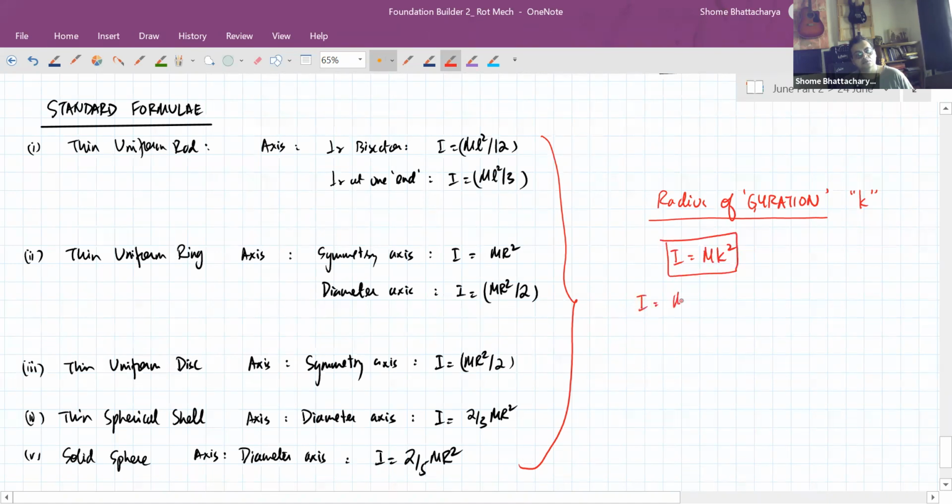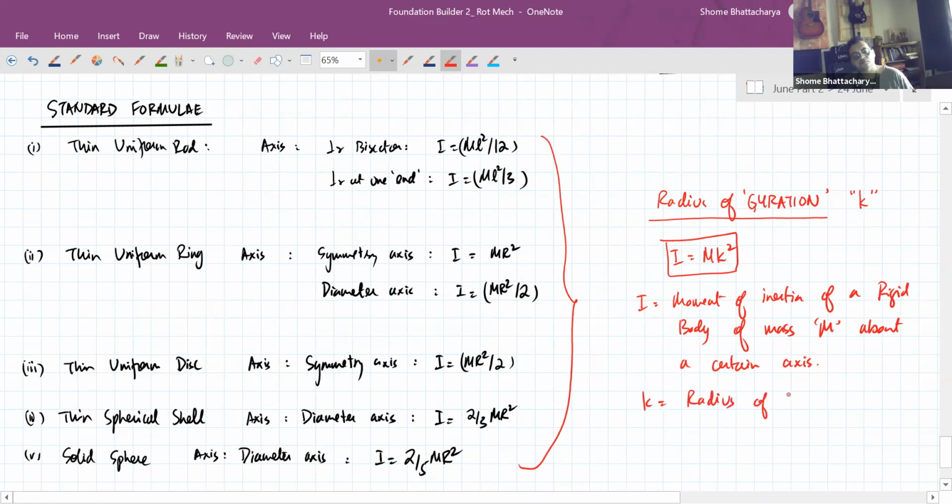So I being the moment of inertia of a rigid body of mass m about a certain axis, the quantity K becomes the radius of gyration for that rigid body about that particular axis, with respect to the particular axis.